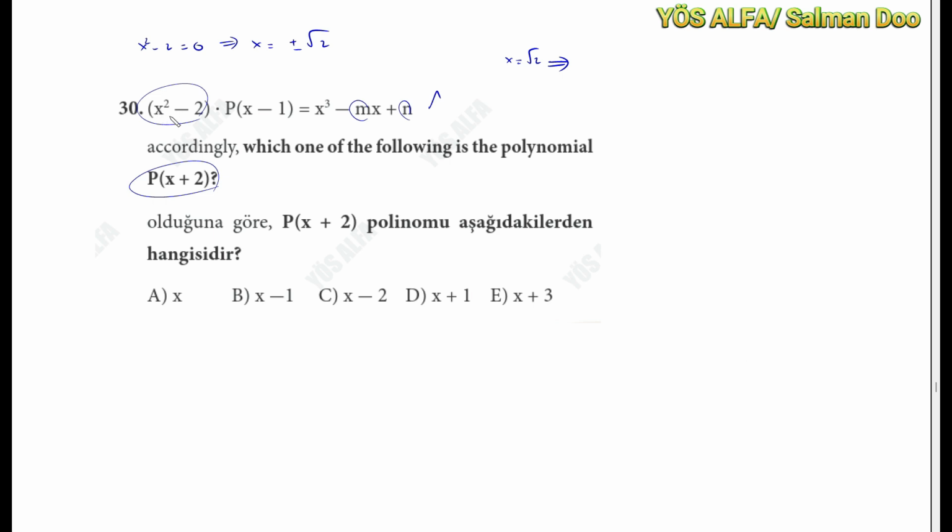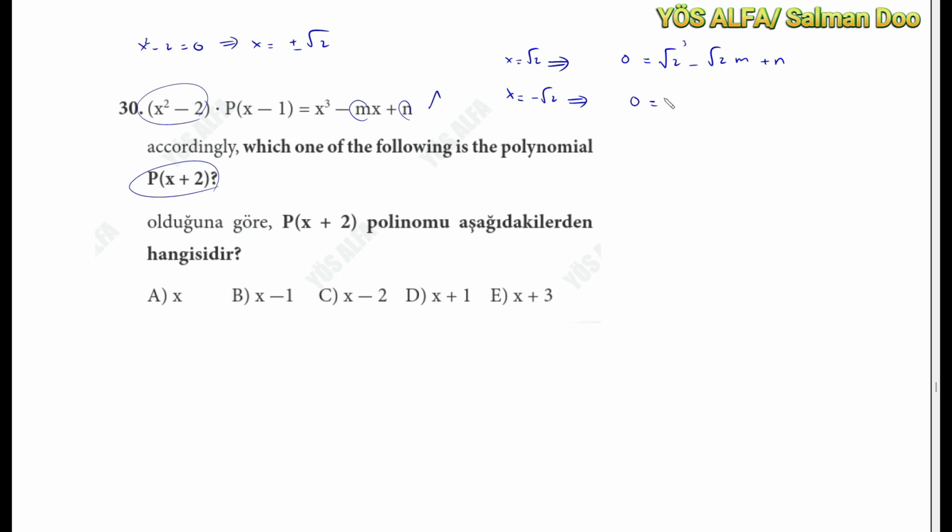So we have 0 times whatever that is, 0, is equal to x cubed. Since we are substituting x as root 2, we have root 2 cubed minus root 2 m plus n. So this is our first equation. The second equation is going to come from x is equal to minus square root of 2. Let's substitute minus root 2 into this equation.